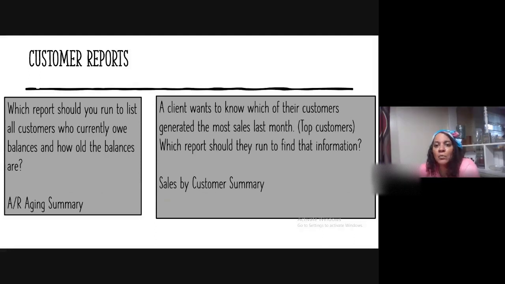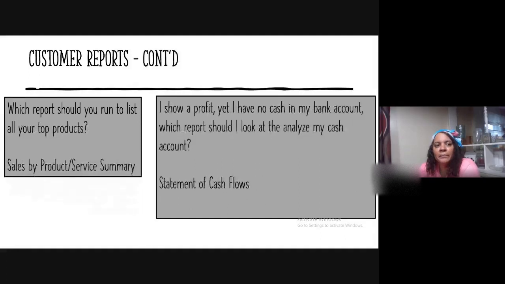Okay. A client wants to know which of their customers generated the most sales last month. So we're talking about their top customers. Which report should they run to find that information? Sales by customer summary. Which report should you run to list all your top products? That would be sales by product service summary.